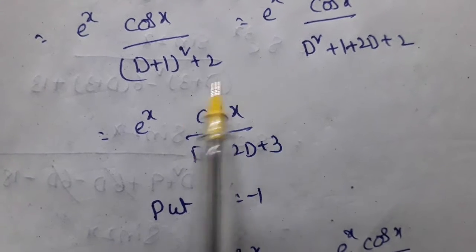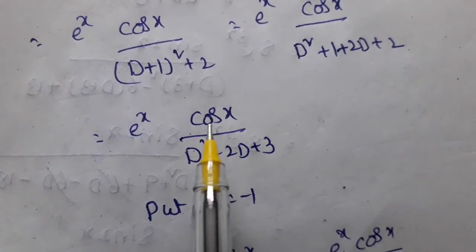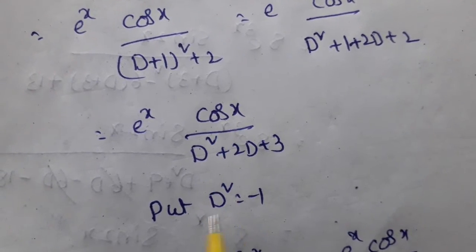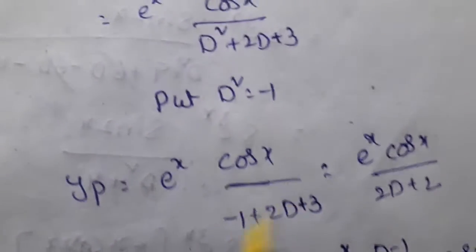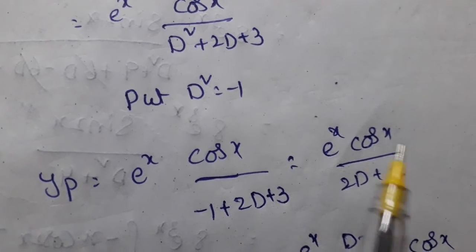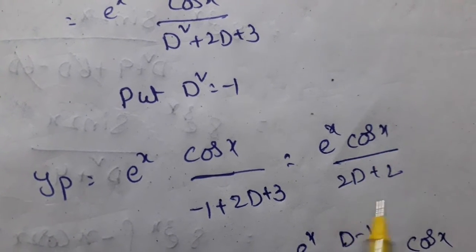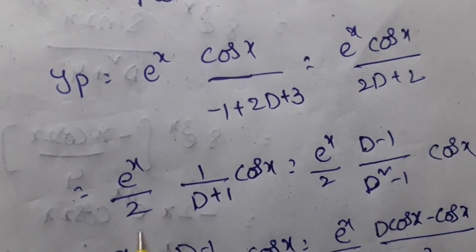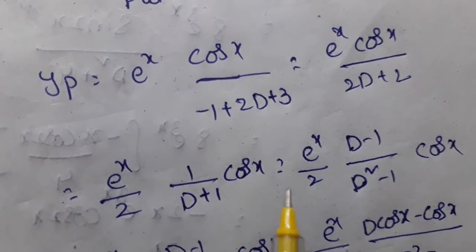So for cos x, here we have to apply method 2. Cos x is cos ax, what is the coefficient of x here, 1. So replace D square with minus 1. So e power x into cos x by minus 1 plus 2D plus 3. That is e power x into cos x by 2D plus 2. So take 2 common. So e power x by 2 into 1 by D plus 1 into cos x.